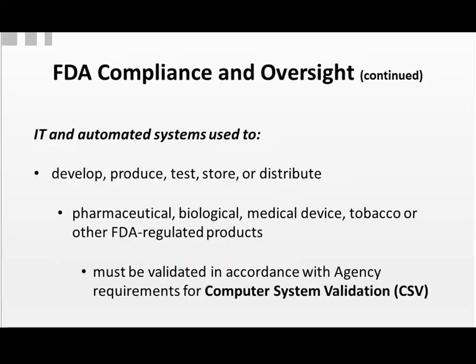And we're talking about both IT and automated systems. IT systems being those applications with functionality that the user interacts with. Automated systems are more the monitoring and controlling types of systems that are used for manufacturing or laboratory equipment or instrumentation. Any FDA-regulated product that is touched by one of these systems, the systems used to develop, produce, test, store, or distribute the product, has some relevance in terms of the data to that product, have to be validated according to good computer system validation practices.